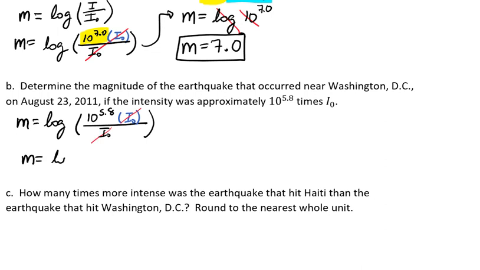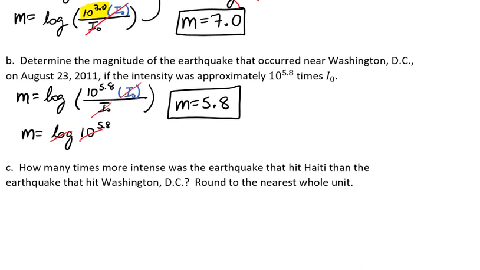So our magnitude is going to be the log of 10 to the 5.8, because our common log and our exponent share the same base. We're able to cancel those out. And here we're going to have a magnitude of 5.8. So the magnitude of the earthquake that occurred near Washington, D.C. on August 23rd of 2011 was a 5.8 magnitude.